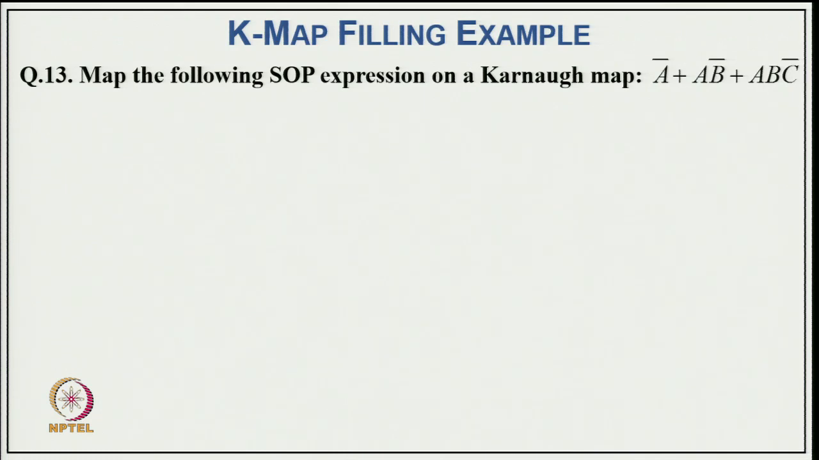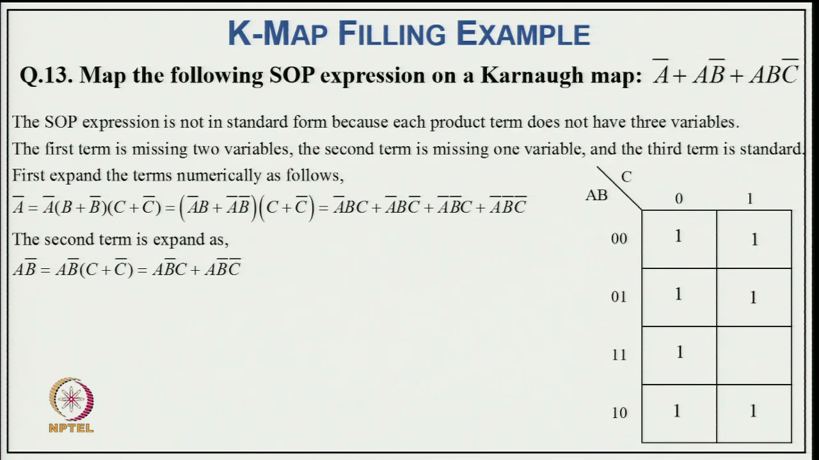Coming to the next example, map the following sum of products on the Karnaugh map: A bar plus A B bar plus A B C bar. We are just putting first A here. A bar is represented by these two terms, A B bar is represented by these two terms, and A B is corresponding to this, and C bar is this. So, this is representing this term.